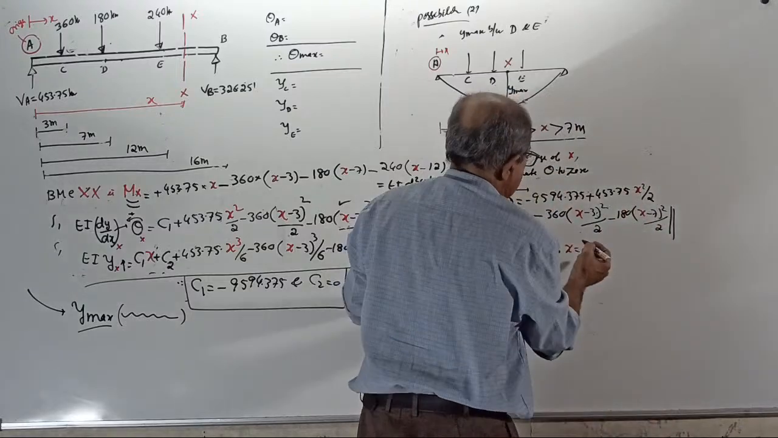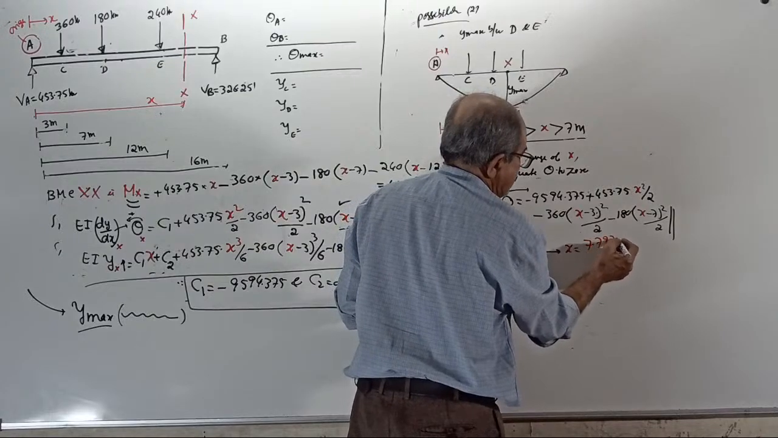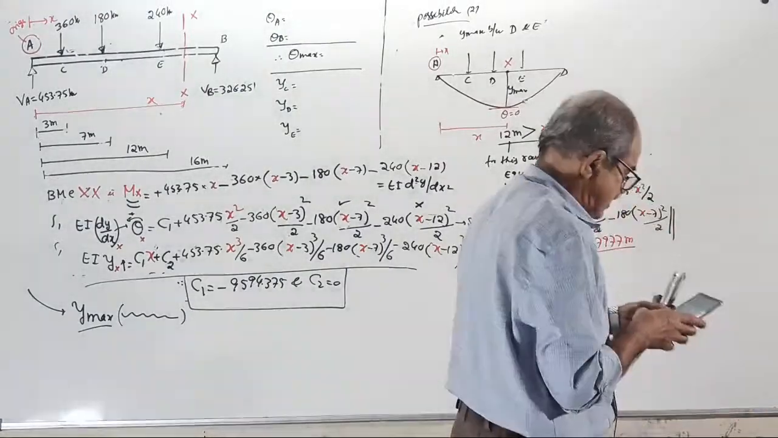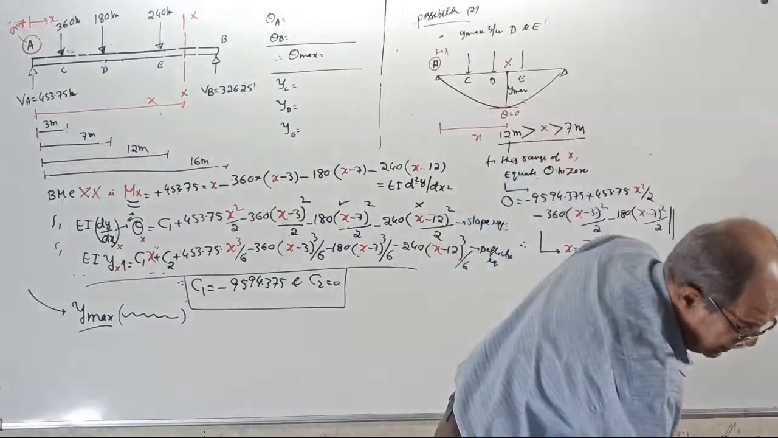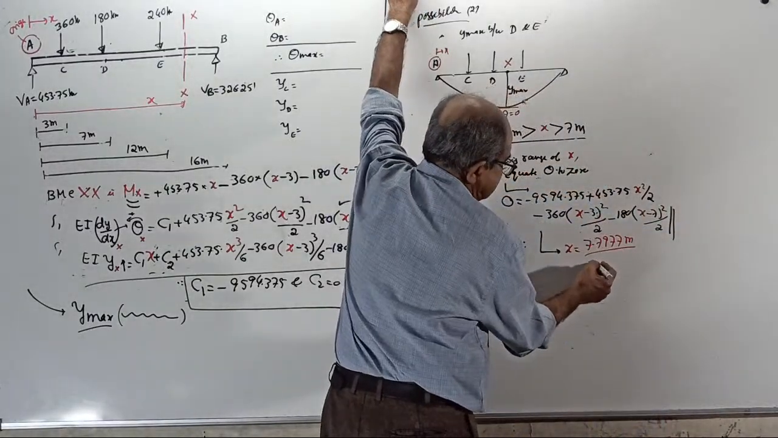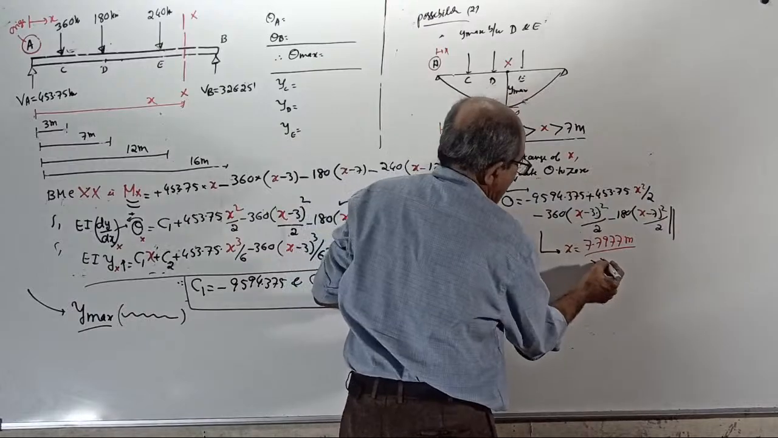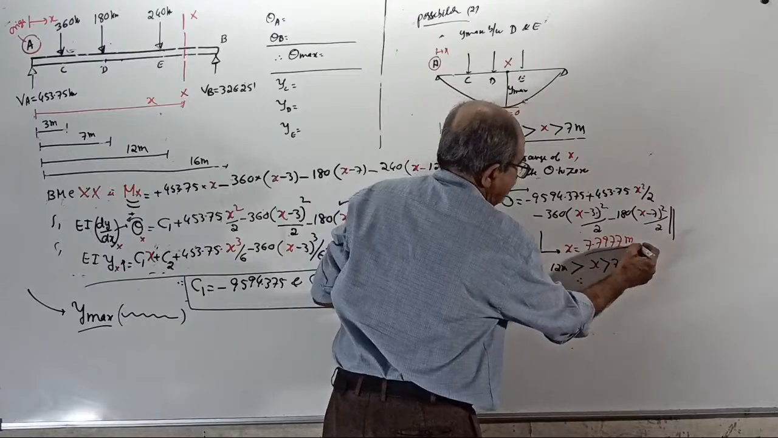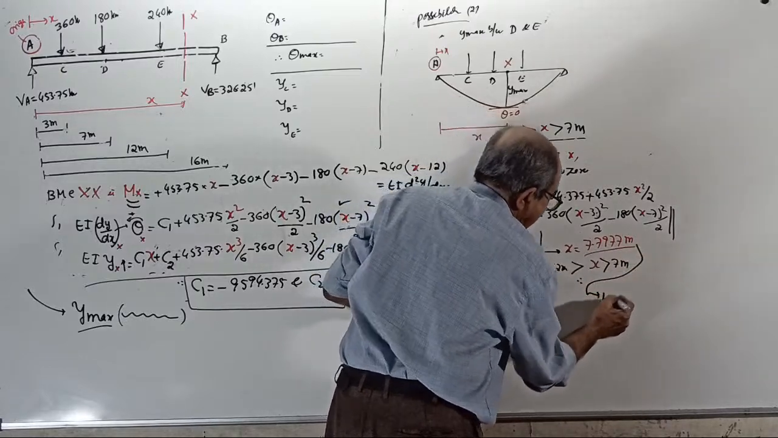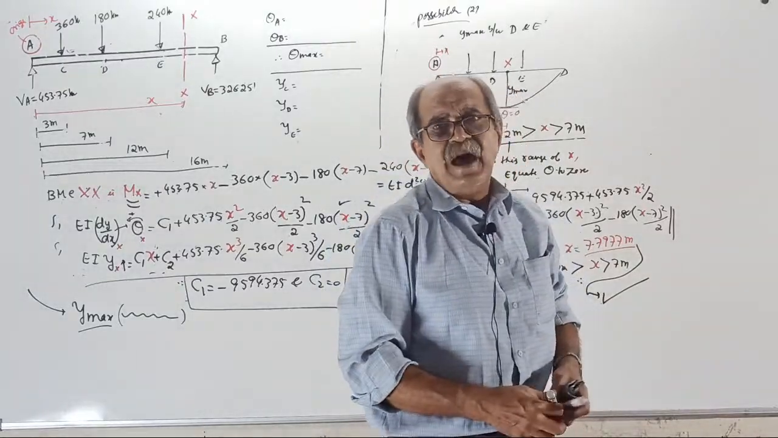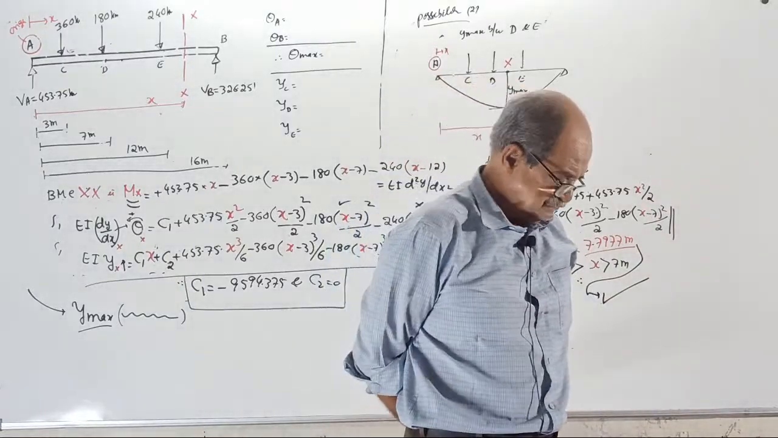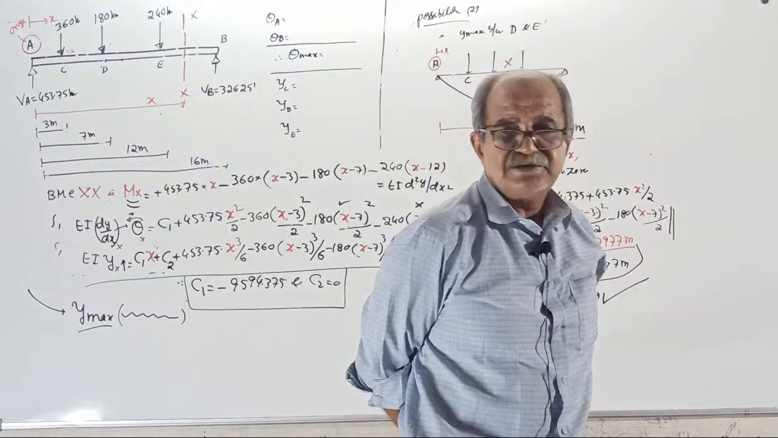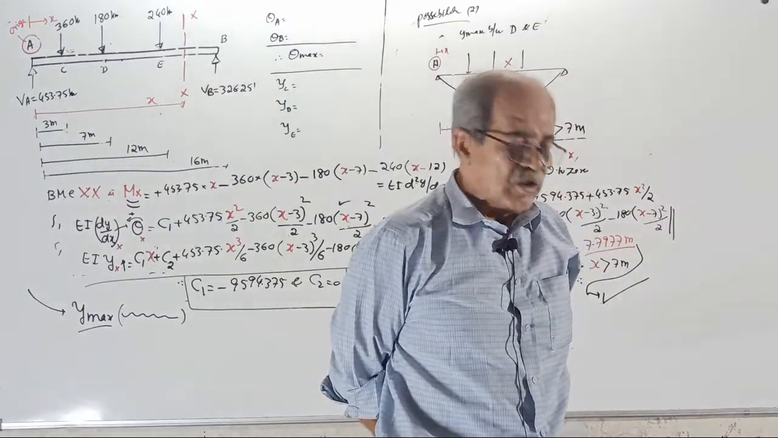7.7977. 7.7977 up to 4 decimals. Correct? 7.79766 or 77. Okay, now right here, yes, this x is more than 7 meter but less than 12 meter. Therefore, this x value, tell me, is it correct or wrong? Tell the answer. That x value is correct or wrong?